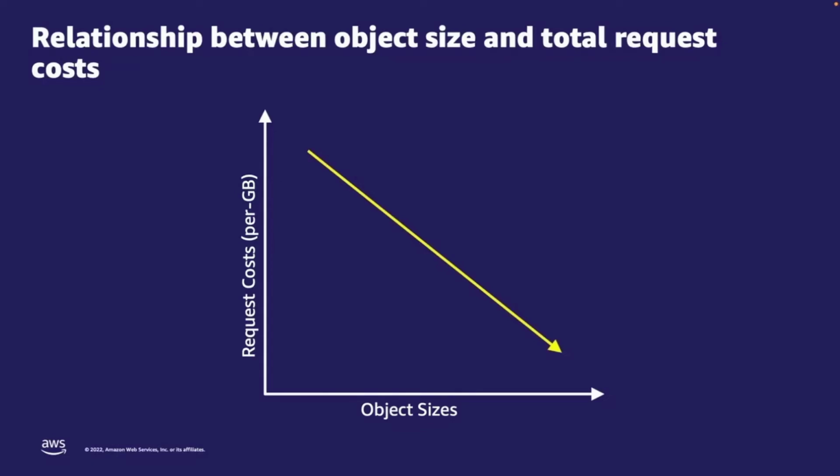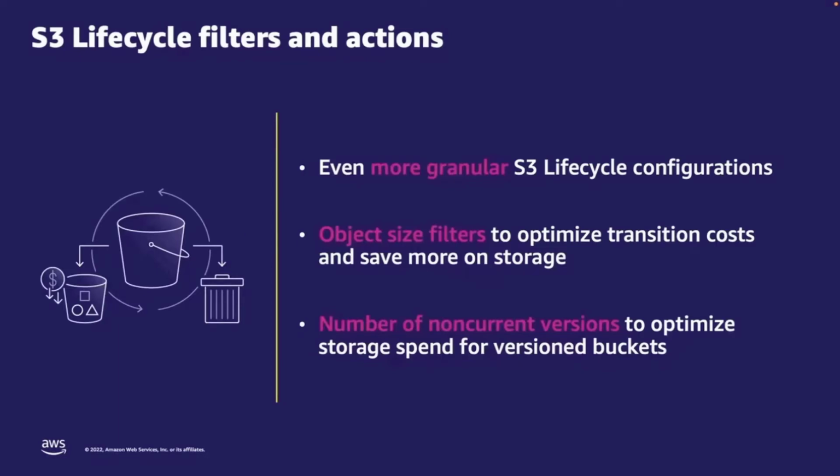to Amazon S3. In addition, at re:Invent, we also introduced the ability to filter lifecycle rules based on object size. For example, during lifecycle transitions, you can optimize your cost by only moving objects larger than a specified size to storage classes like S3 Glacier Deep Archive. And in addition, you can save costs by controlling the number of non-current versions you have for a versioned bucket.